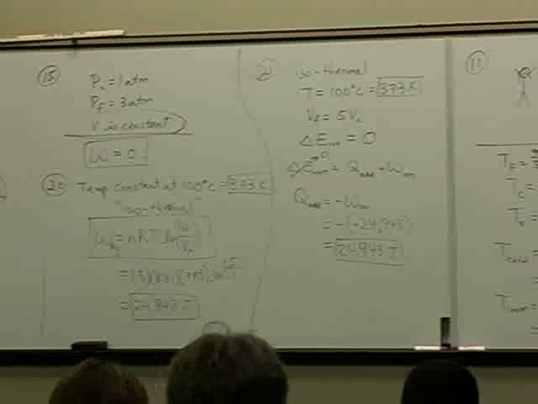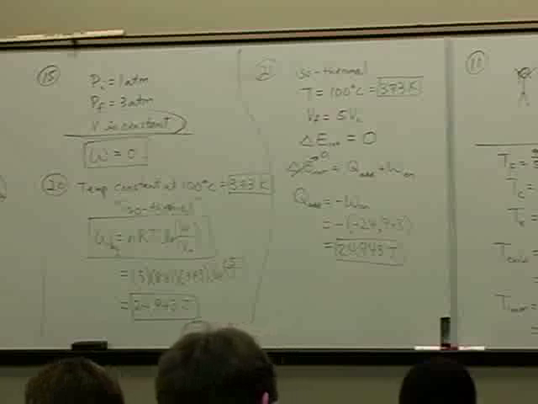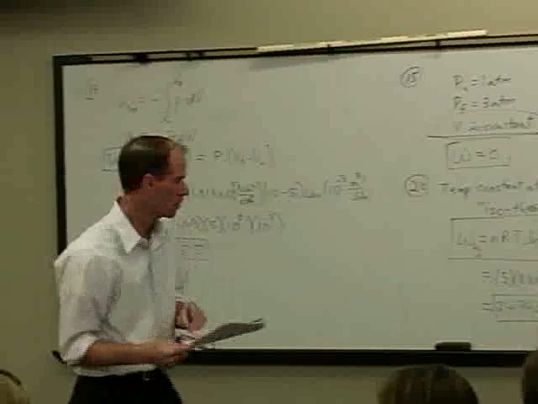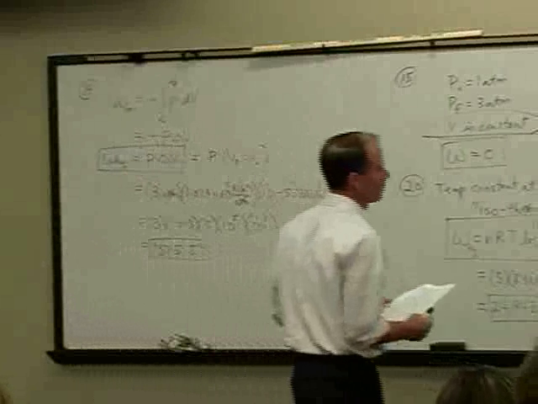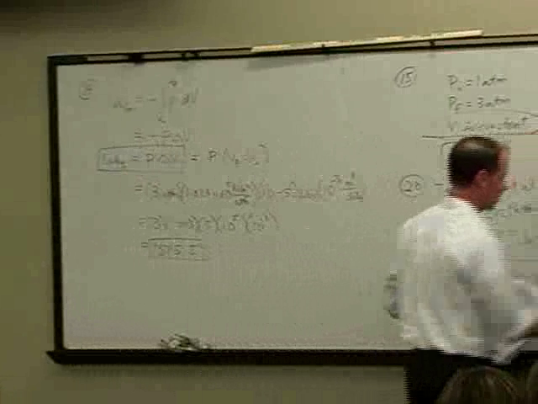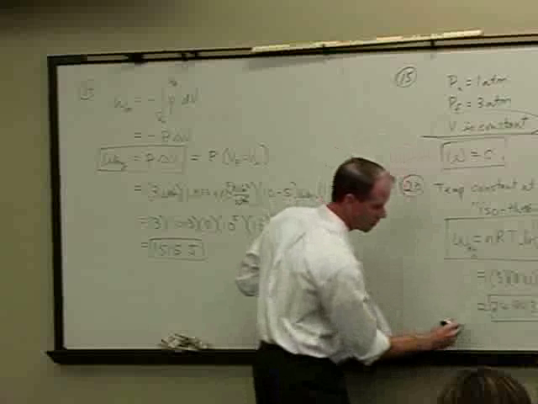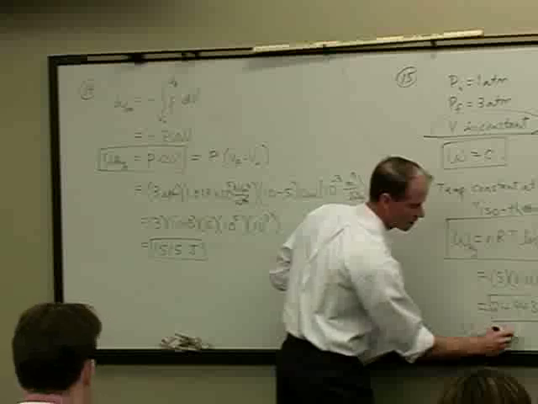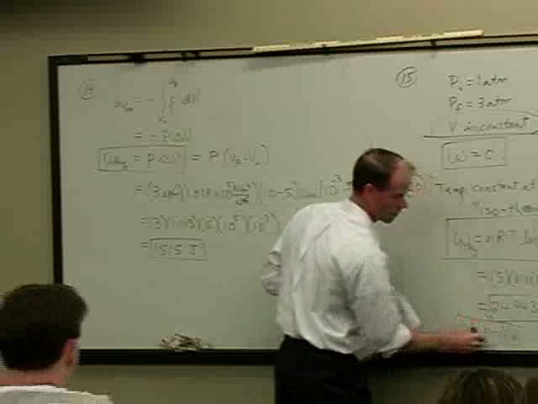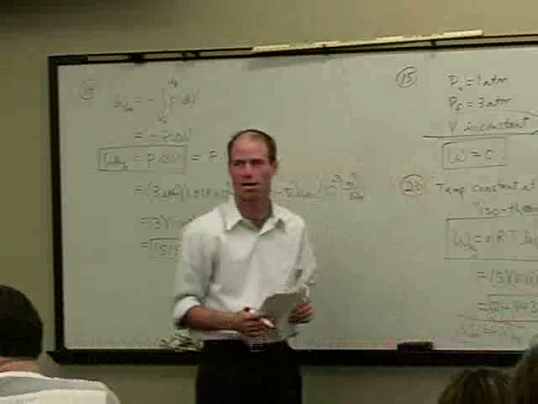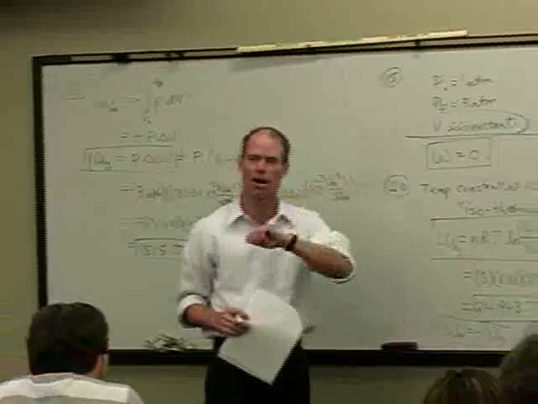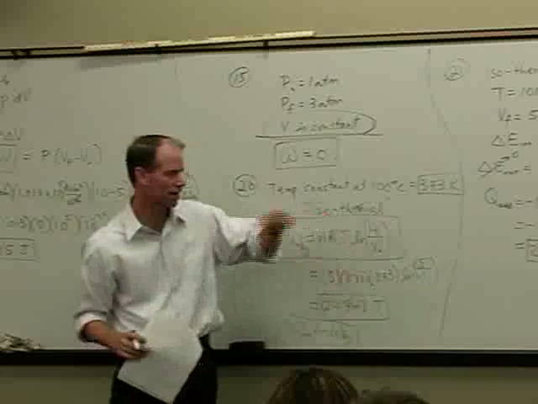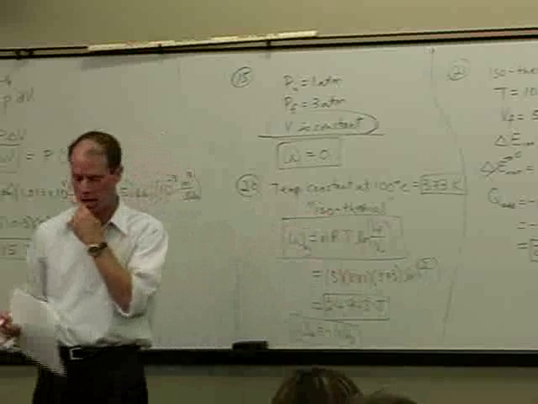We've got to just do one more. This work done on the system is a negative work done by the system. It's always going to be work done on the system. That's the work by, okay, gotcha. So this is the work done by. Negative.